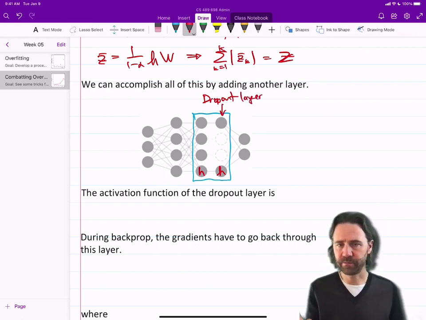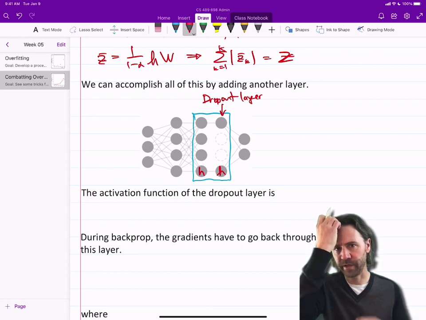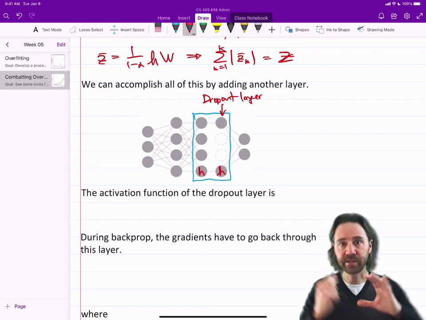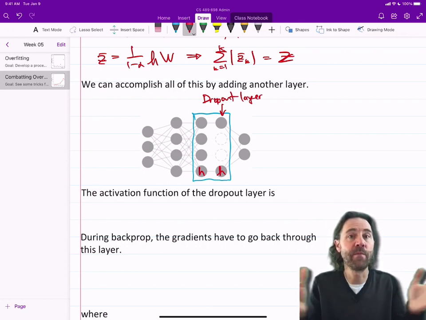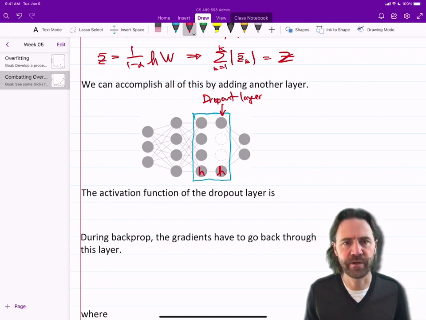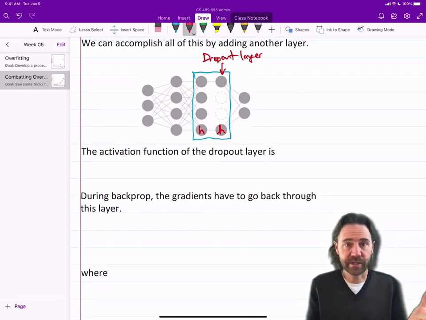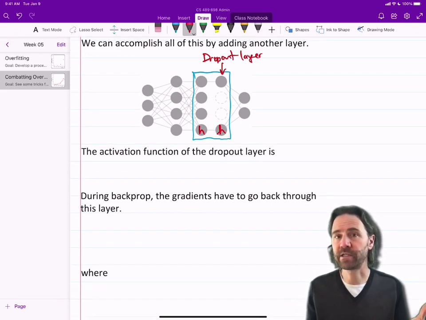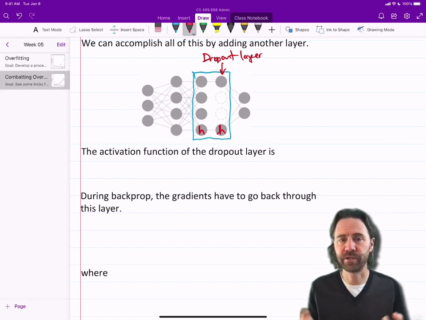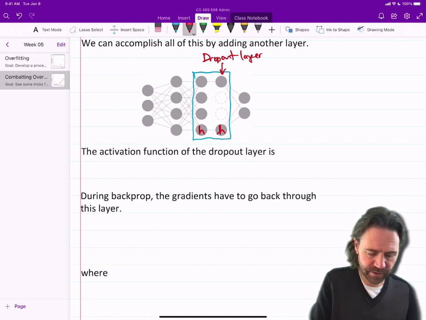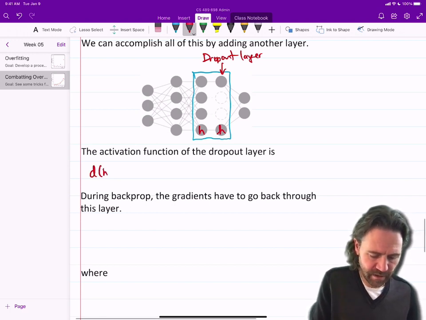In terms of implementing it and creating the network in the actual code, this network will have 1 extra layer fit in there. We treat it just like any other layer, and it has its own activation function. Of course, the activation function is chosen to implement the dropout. So the activation function is D of H.